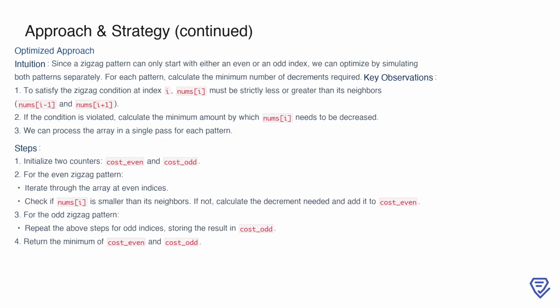Specifically, we initialize two counters, one for the even zigzag pattern and one for the odd. For the even pattern, we iterate through all even indices, checking for violations and accumulating the necessary adjustments. We repeat the same process for odd indices, storing the results separately. Finally, the solution is the minimum of the two totals.